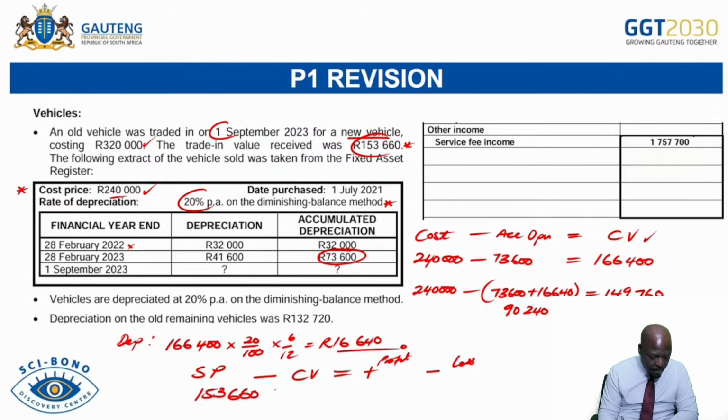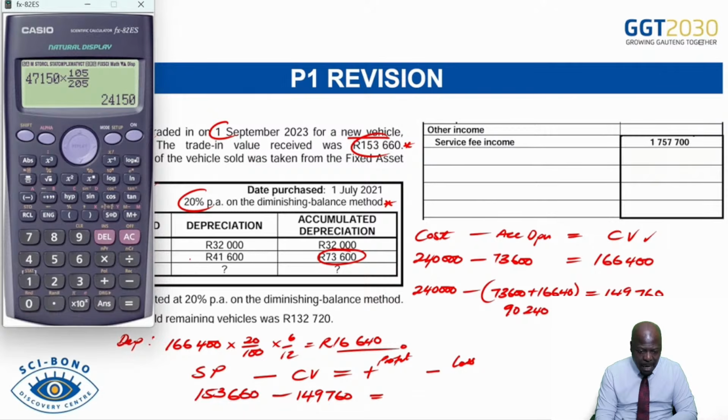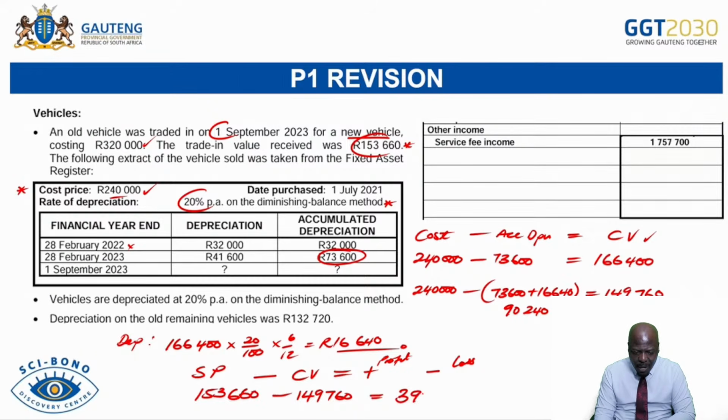Okay, let's see. If we were given a trade-in value of 153,660, that is 153,660 minus the carrying value of 149,760. Let's see what we're going to end up with. That's going to give you 3.9. Can you see that that 3.9 is a positive figure? So we're going to end up with 3,900. That is a positive 3.9. Once it's a positive, that makes it profit.